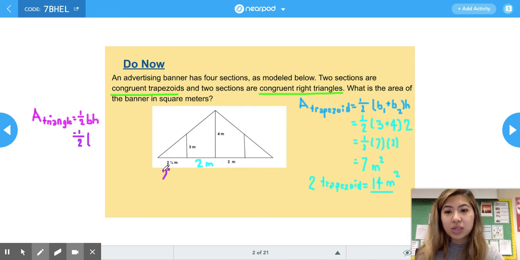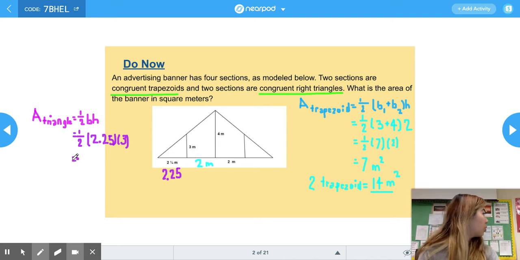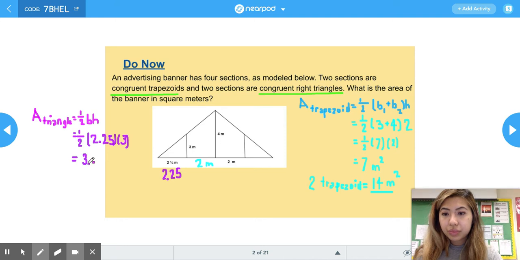I'm going to turn that into a decimal. 1 divided by 4 is 0.25. So I have 2.25. So I have half times 2.25 times the height of the triangle, which is 3. So then when I multiply it out all together, I get 3.375 meters square.